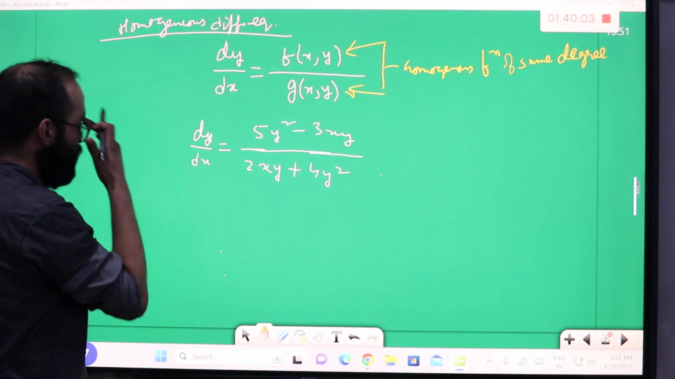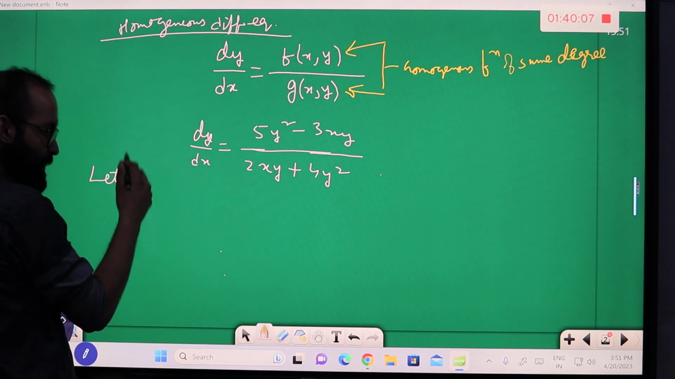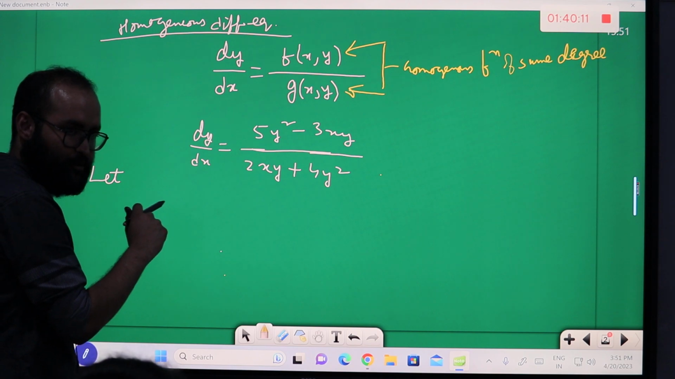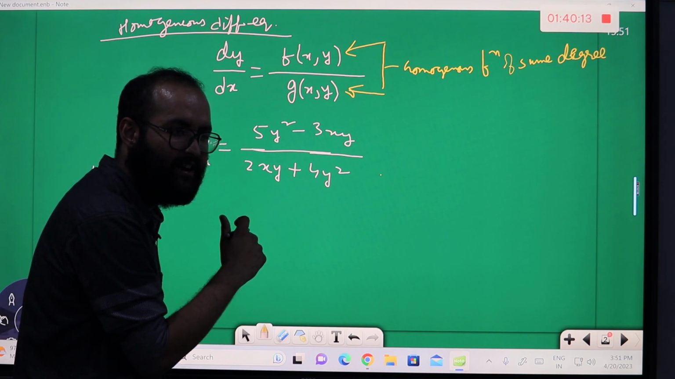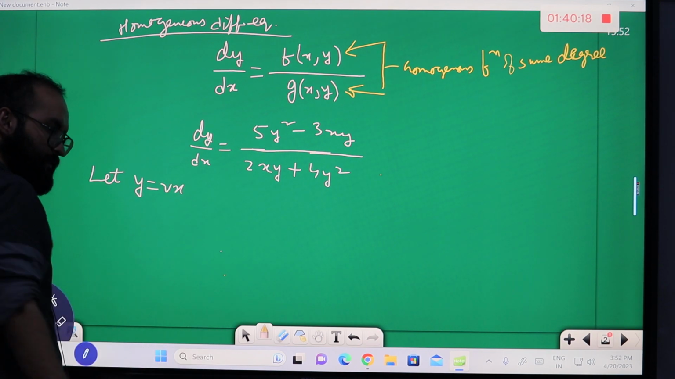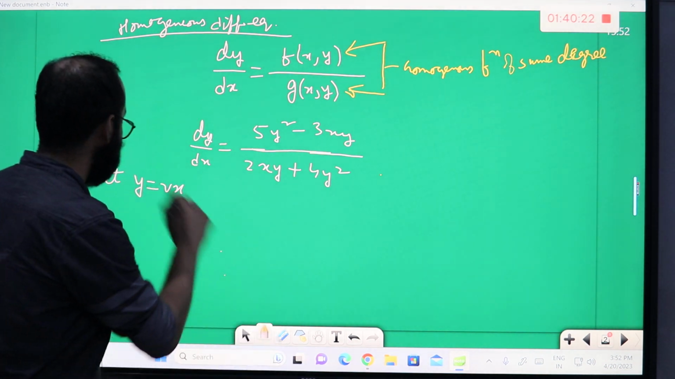So now, how do you solve a homogeneous differential equation? Obviously integrating, but before that you have to do something, isn't it? What do you have to do? Do you remember in PUC2 you did it? Consider y equal to vx. Take y equal to vx.